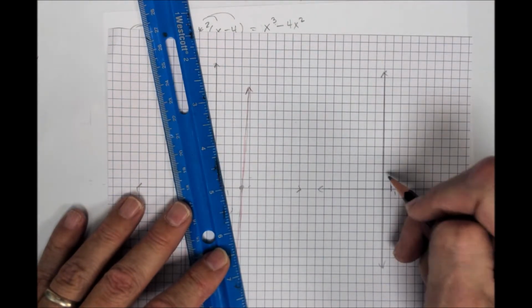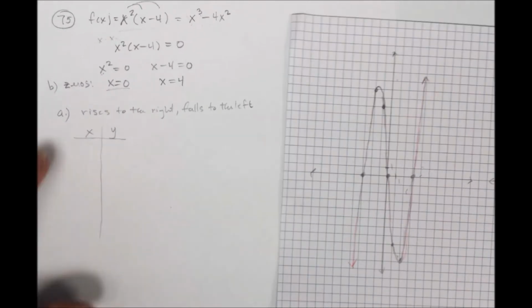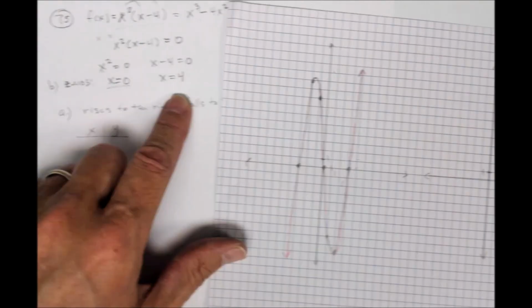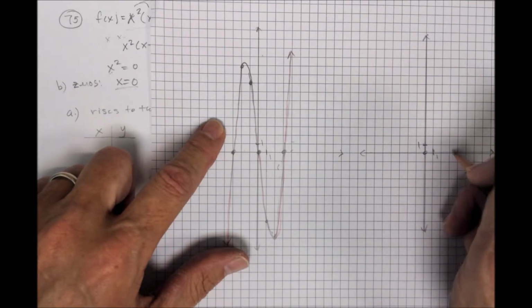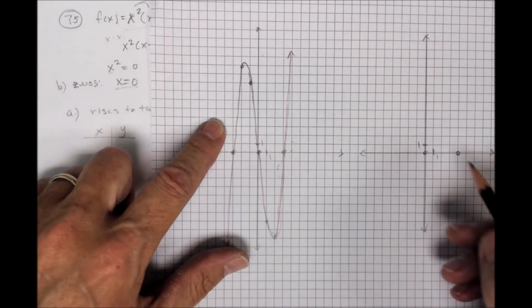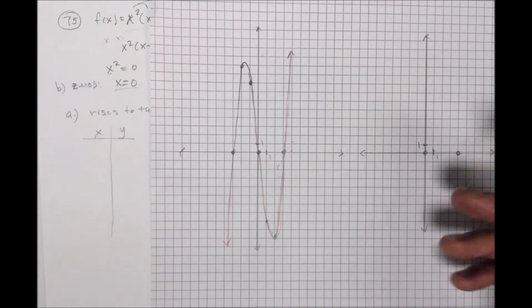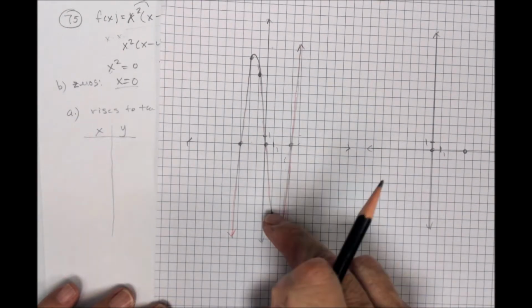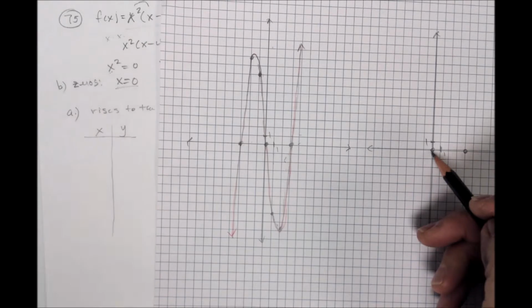Let's say this is one and this is one. So my zeros are 0 and 4. Can you see that? 0 and 4. So 0 and 1, 2, 3, 4. See, the zeros are also the x-coordinates of my x-intercepts. So I have these two x-intercepts. Now, because it's a cubic, it's probably going to look like this. But you say, well, wait a minute. How's it going to look like this if it only cuts through two places? Well, there's a little bit of a twist because of the 0 having multiplicity 2.